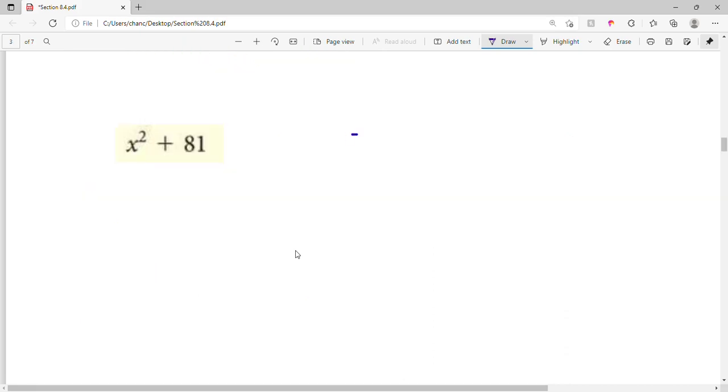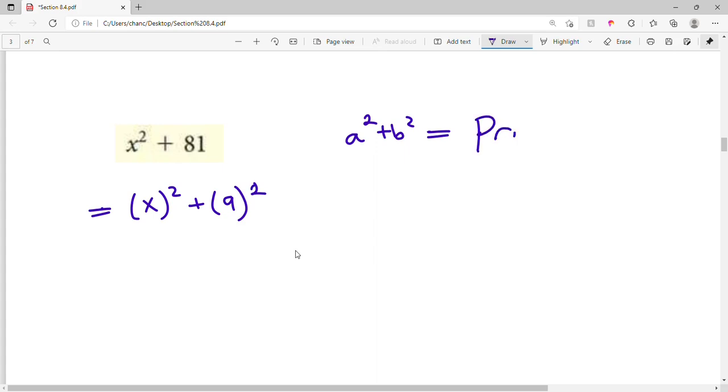In this example, it is of the form a squared plus b squared, but wait! If you can rewrite something in the form of a squared plus b squared, this thing is prime. You cannot factor it. Sometimes we can't factor a polynomial, and so this is our answer. It is prime. You cannot factor this.